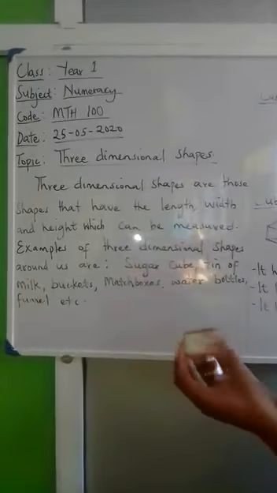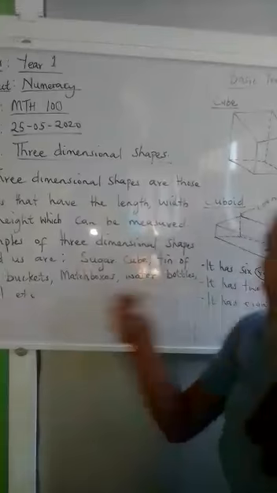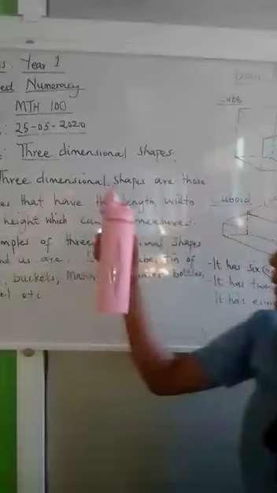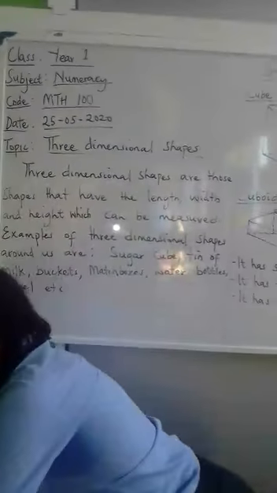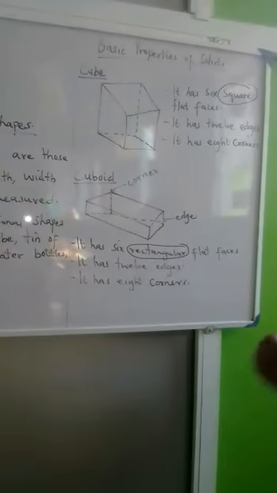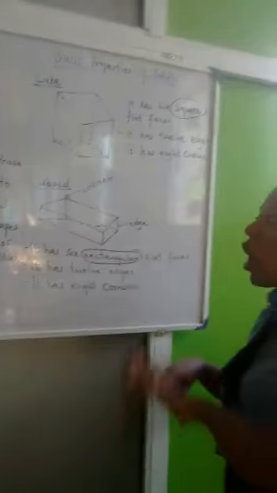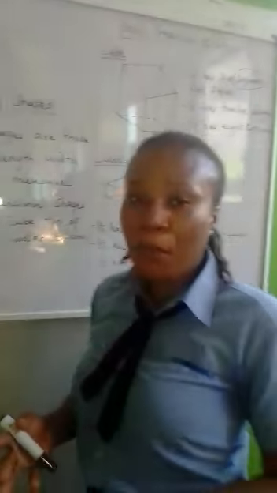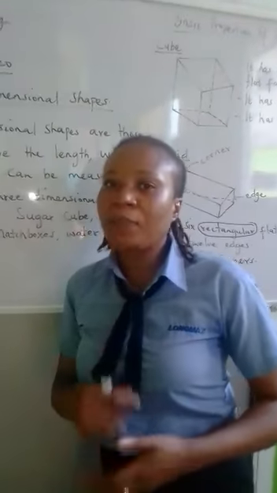And we've already had some examples. I have some examples here with me. I have a matchbox, a magic cube, a water bottle, and some other examples. Have your bucket at home, the funnels, tin of milk, tin of Milo. All those things are examples of 3-dimensional shapes.